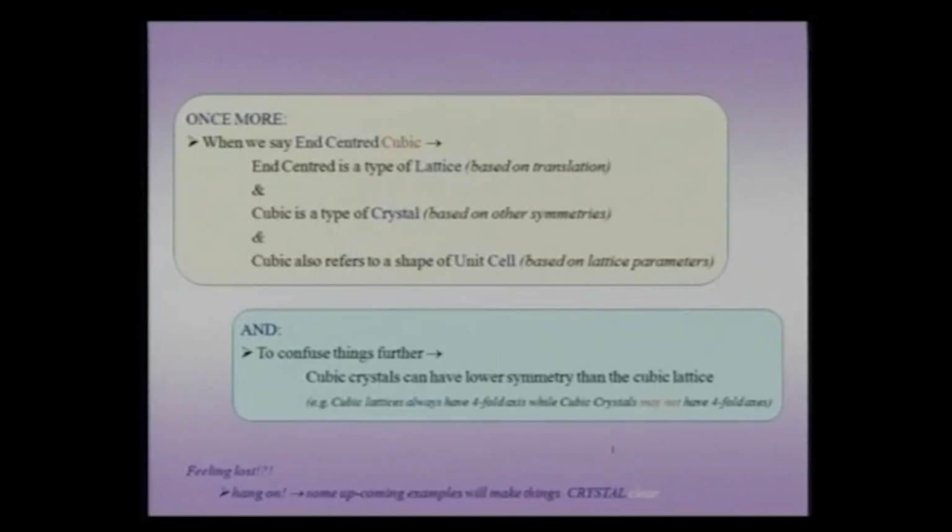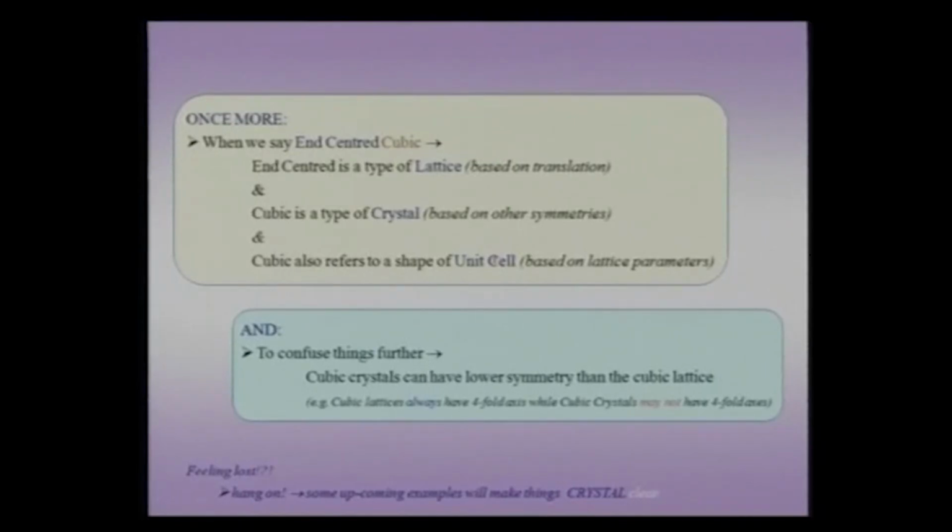So once more we try to revise this important concept. As I pointed out, this important concept is often not clearly explained in some very elementary materials science textbooks, so we need to look at it a little carefully. When we use the word end-centered cubic, end-centered is a type of lattice which is based on translation. Cubic is a type of crystal based on other symmetries. The word cubic also refers to the shape of the unit cell, which is based on lattice parameters.